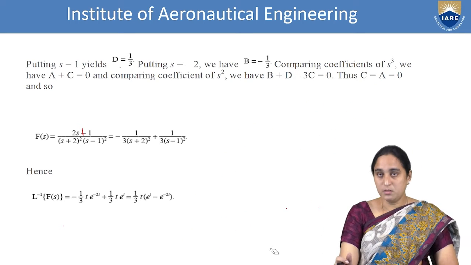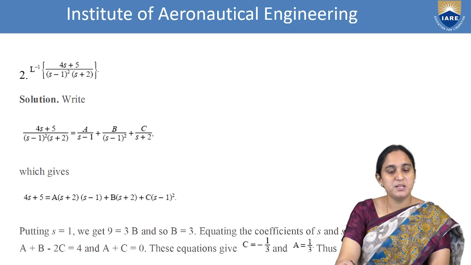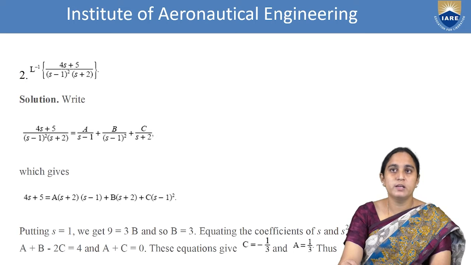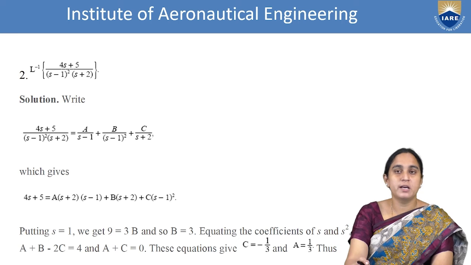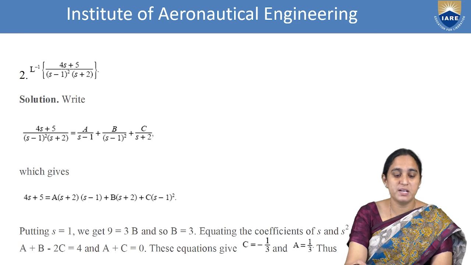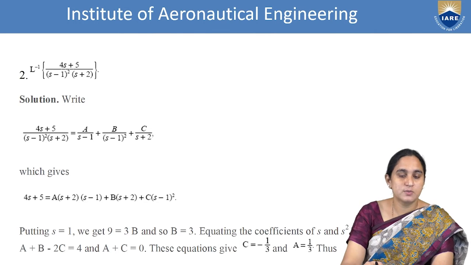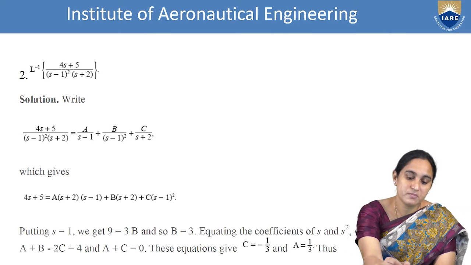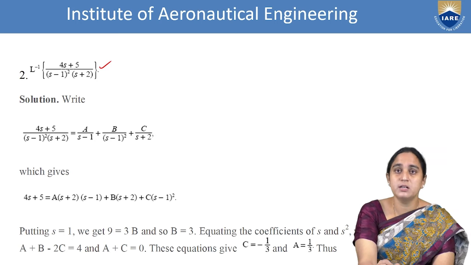Okay, next question. Find Laplace inverse of 4s plus 5 by s minus 1 whole square into s plus 2. Once you observe, is there any possibility of a direct answer for 4s plus 5 by s minus 1 whole square into s plus 2? There is no possibility. For that case, apply the same as the previous question. Here, apply partial fractions first. That is, first, what is the function from the question? 4s plus 5 by s minus 1 whole square into s plus 2.